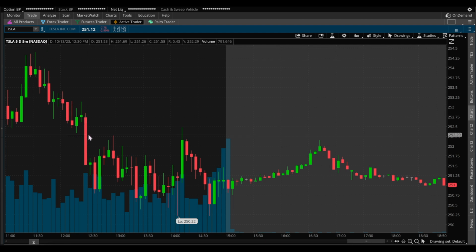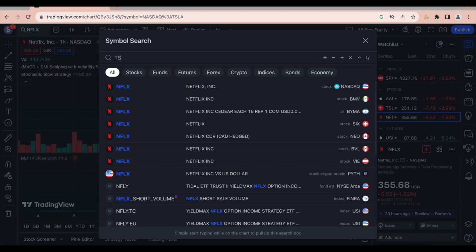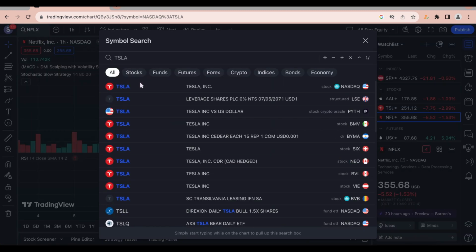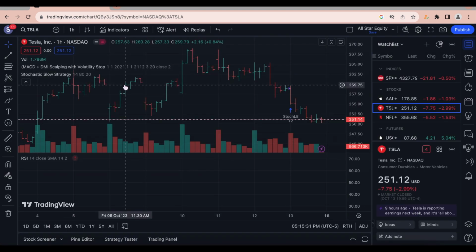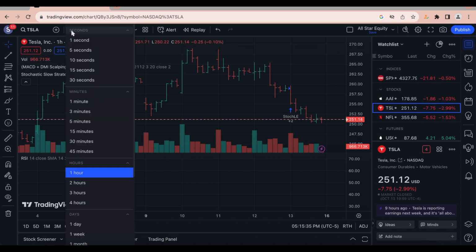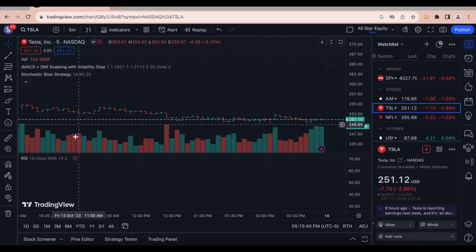Within that, I also wanted to pinpoint TradingView as an option. This is going to be something I would say would be beneficial. I have it on Netflix. Let me put in Tesla so you guys can see exactly what I mean by that. So you guys can see I have it on Tesla and it's on the 1 hour. Let me put it on the 5 minutes. Perfect. All right, so you guys can see historically what's going on with Tesla.